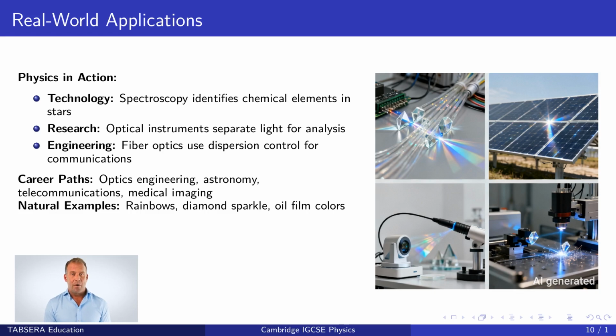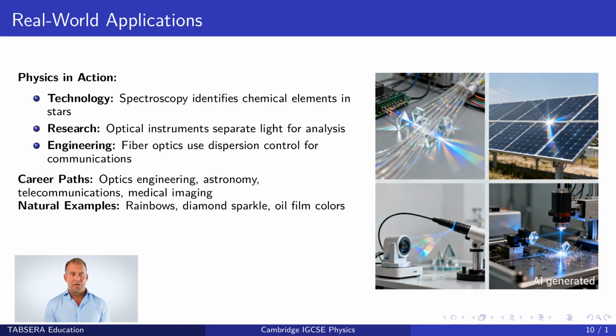Physics principles power our modern world. Let's see how dispersion applies in practice. In technology, spectroscopy uses dispersion to identify chemical elements in distant stars. Astronomers analyze starlight spectra to determine stellar composition, temperature, and motion. Each element produces characteristic spectral lines when dispersed.